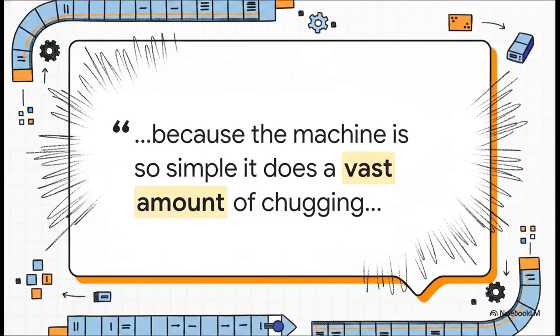All right, let's start with a bit of a history lesson. Back in a 1966 BBC broadcast called Mathematics in Action, the presenter was showing off a model of Alan Turing's theoretical machine. He made this passing comment that precisely because the machine is so simple, it does a vast amount of chugging up and down its tape. And that perfectly captures what you could call the original sin of computing, having to sequentially scan massive amounts of data just to figure out what's happening right now.